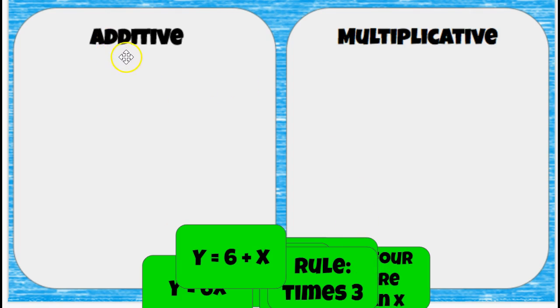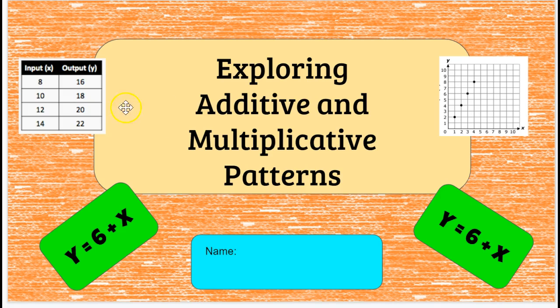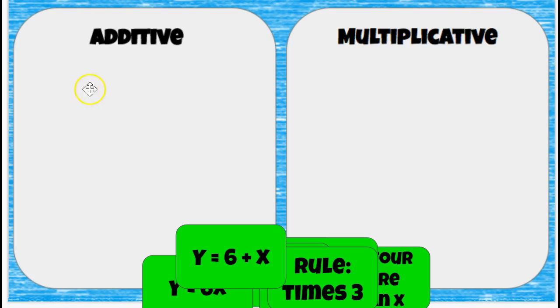So when it says additive, if I'm looking at an additive pattern, so if you go back to this input-output table, I'm trying to find the rule. How do I get from 8 to 16? I could add 8. So if I go from 10 to 18, the rule is add 8 because 10 plus 8 is 18. If I go from 12 to 20, the rule is add 8. 14 to 22, add 8. So that is called an additive pattern.